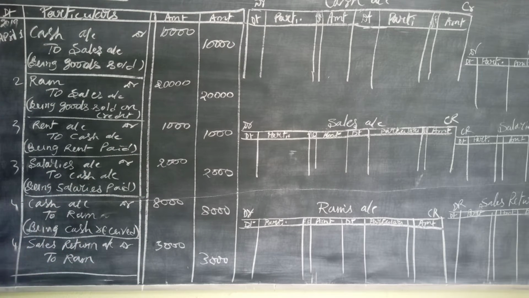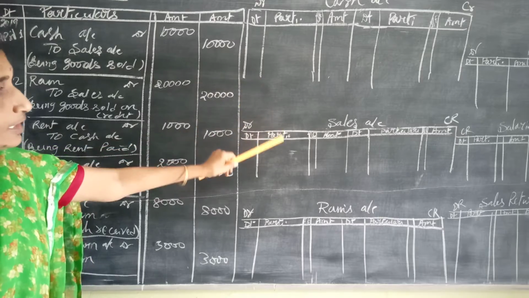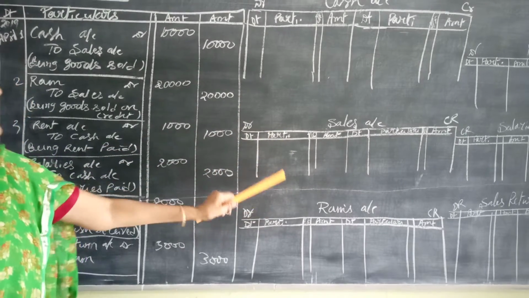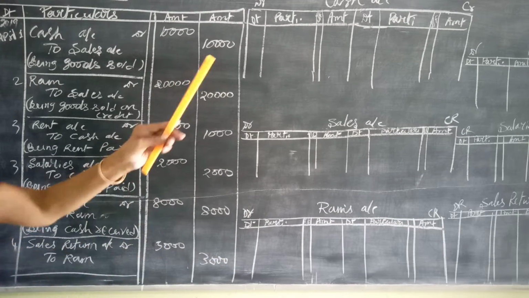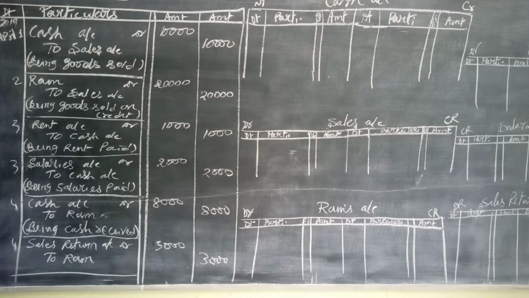Now let us see how to post these to the ledger. In the ledger, on the first page the cash account is opened, on the second page the sales account, and on the third page Ram's account. On the fourth page the rent account, on the fifth page the salaries account, and on the sixth page the sales return account is opened.